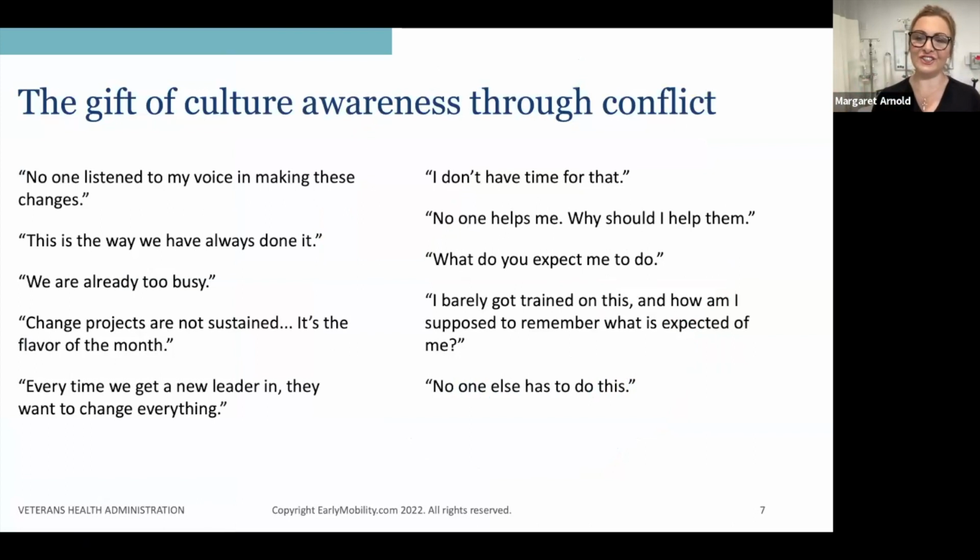The gift of culture awareness through conflict. Who thought that conflict could be a gift? But it actually is. When people tell us things like, no one listened to my voice in making these decisions or these changes. This is the way we've always done it. We're already too busy. Why do you want me to do one more thing? Change projects are never sustained. It's just the flavor of the month, right? Just another new program that they're throwing at us. Pay attention to these comments because they are gifts.